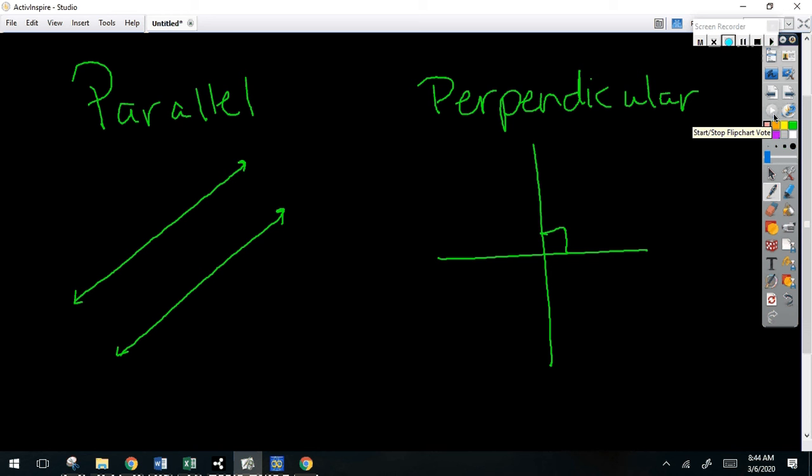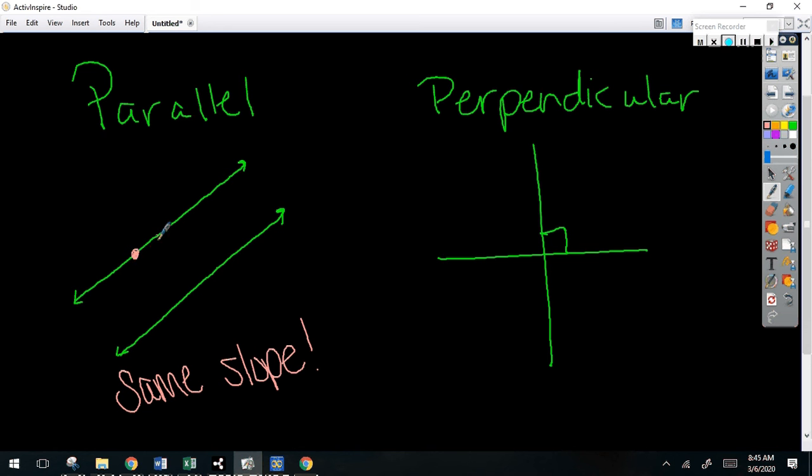Parallel lines always have the same slope. Always. They might start at different places, like their y-intercept, but they always have the same slope. Okay? And it makes sense if you think about it.